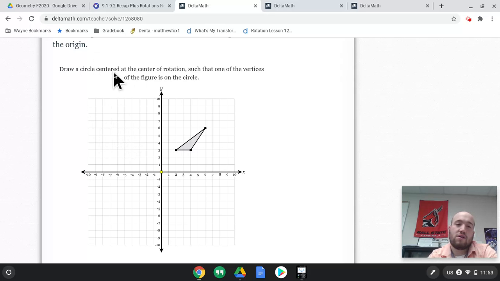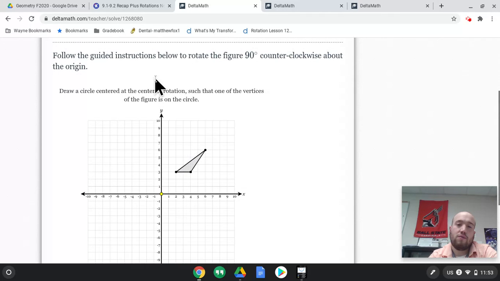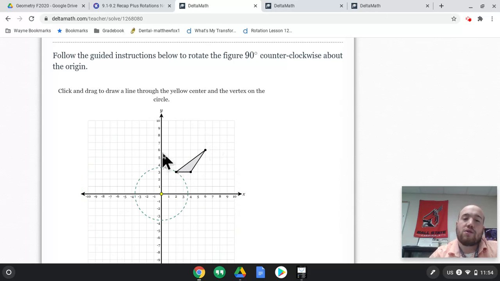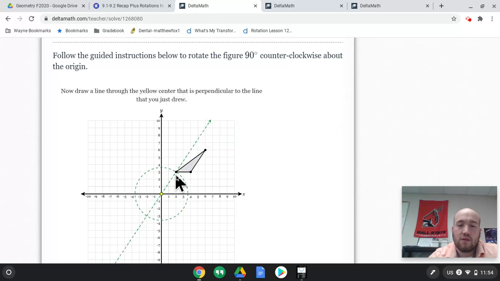So first it says draw a circle the center of rotation, which we know is our origin, such that one of the vertices of the figure is on the circle. So I click here, and once again, just drag it, and let go when it's on the vertex, one of the corners. Okay, now it says click and drag it to draw a line through the yellow center and the vertex. So I click here, and then I go through the one that I just dragged to.